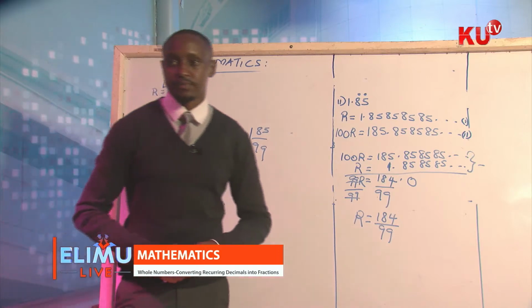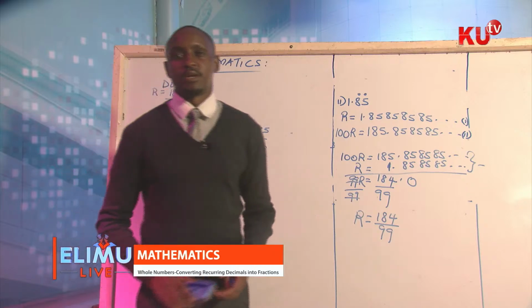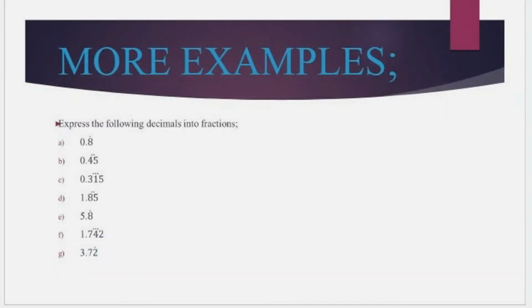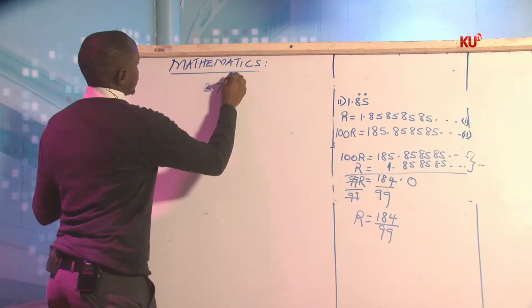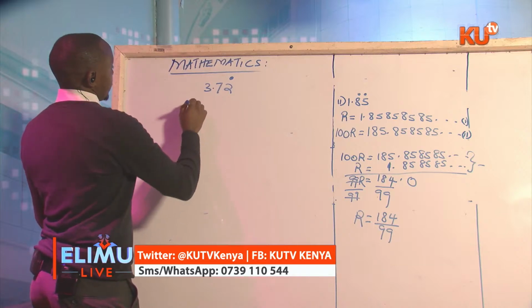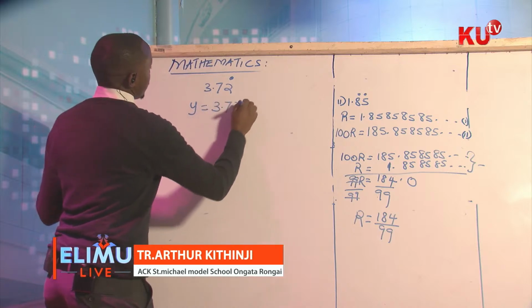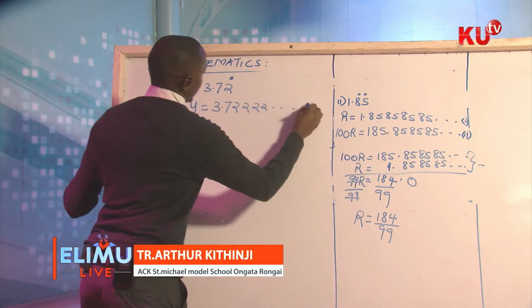I still want to get some more examples from the screen whereby we have one of these digits which is recurring and the other one is not. I will look at the last example, which is 3.72, where 2 is recurring. So let's call it our y. Our y will be 3.72222, where 2 will keep recurring.